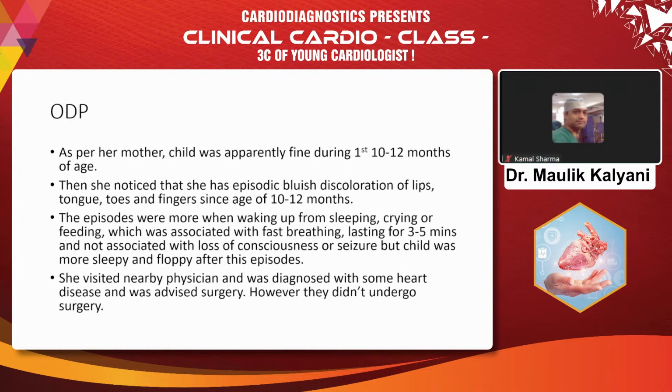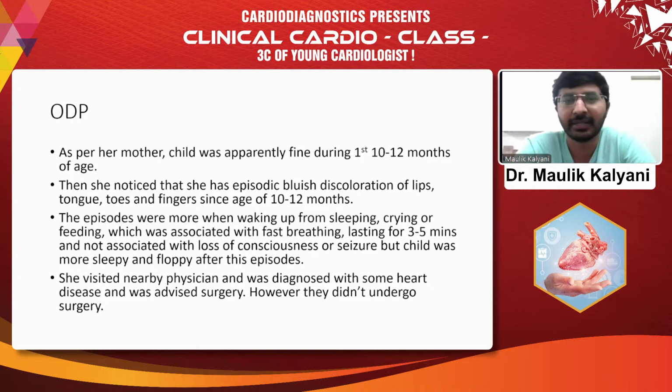As per her mother, the child was apparently fine during the first 10 to 12 months of age. Then she noticed episodic bluish discoloration of lips, tongue, toes, and fingers since the age of 10 to 12 months. These episodes were more common when waking up from sleep, crying or feeding, and were associated with fast breathing, lasting 3 to 5 minutes. It was not associated with loss of consciousness or seizure, but the child was more sleepy and floppy after these episodes. So she visited a nearby physician and was diagnosed with some heart disease and advised surgery, but they didn't undergo surgery at that time.